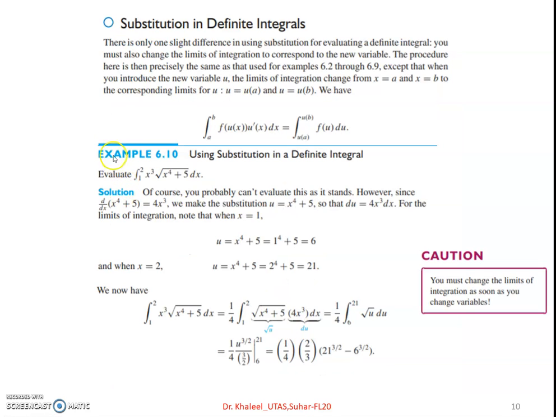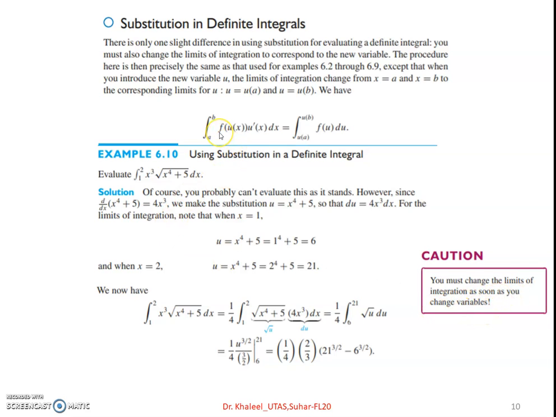Then we have another example, another method, where we are finding the value of a definite integral by using the method of substitution. What we need to do in finding a definite integral by the method of substitution is that you must change the limits of the integration as soon as you change the variable.